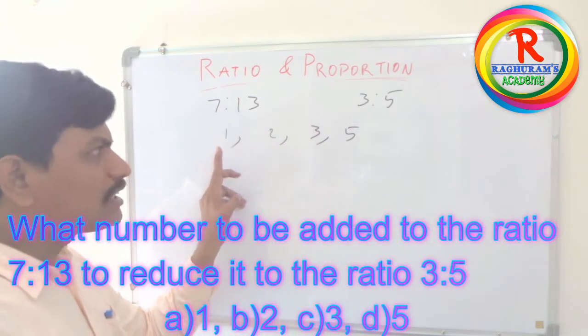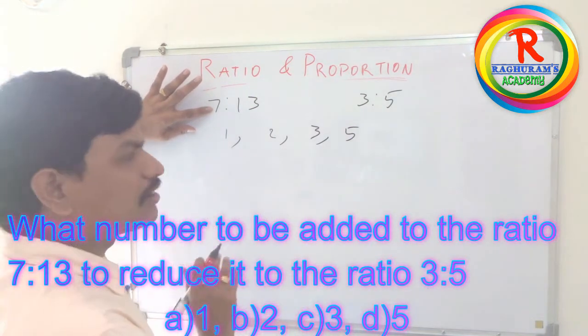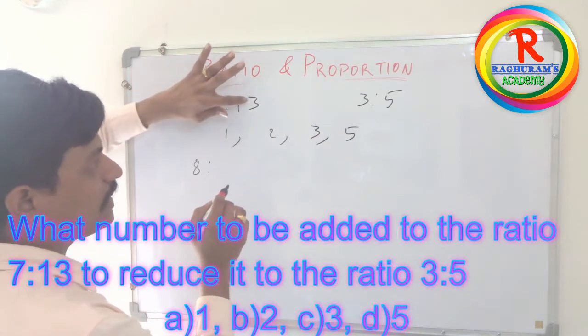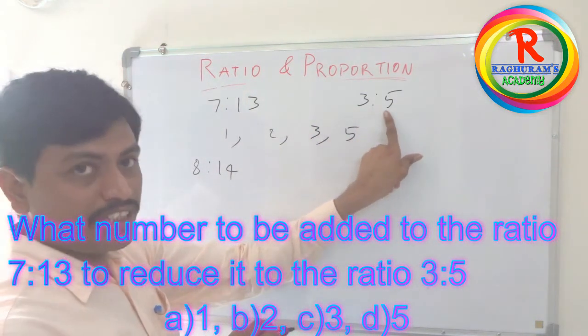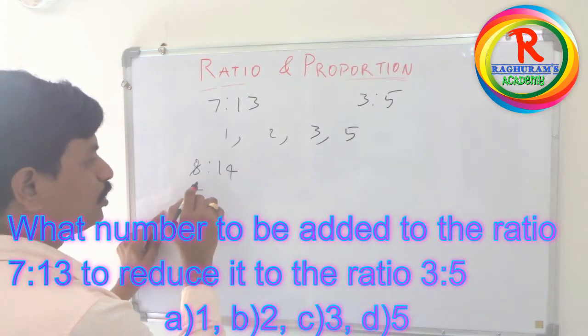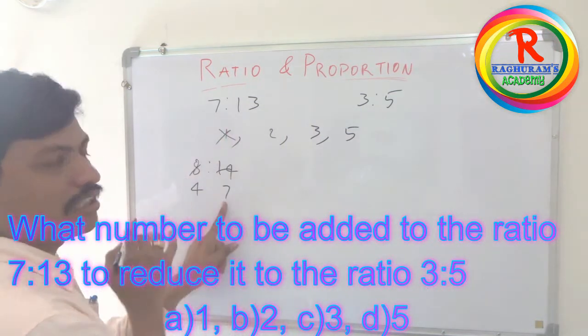Options. What are the options? 1. So what number is to be added? So check all the answers. That is 7 plus 1 is 8 to 13 plus 1 is 14. If we cancel, it cannot be 3:5, because this can be cancelled by 2, 4 2s, 7 2s. We get 4:7. So 1 is not the answer.